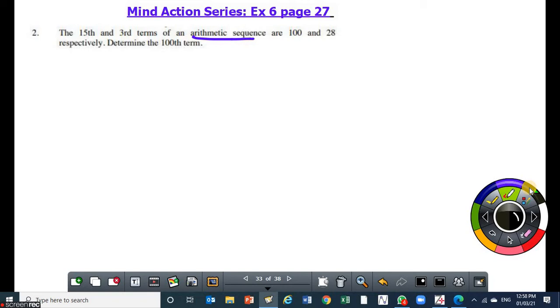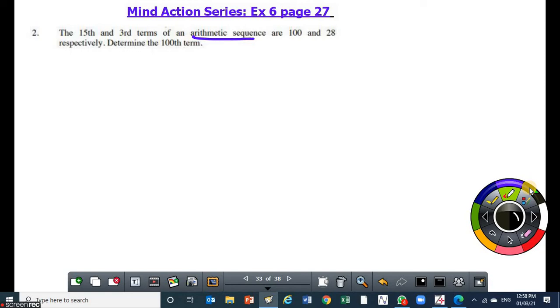Now, this is an arithmetic sequence. We don't have the first term in the question. We don't have a common difference in the question. Since you don't have those two, it means you have to create two equations that you will solve simultaneously. That's the reason why you did simultaneous equations back in grade 10. That's one of the reasons, so that you can apply that concept now.